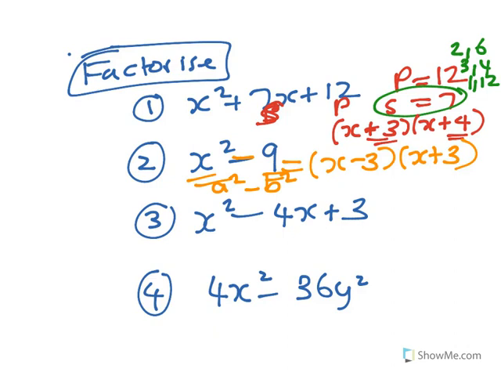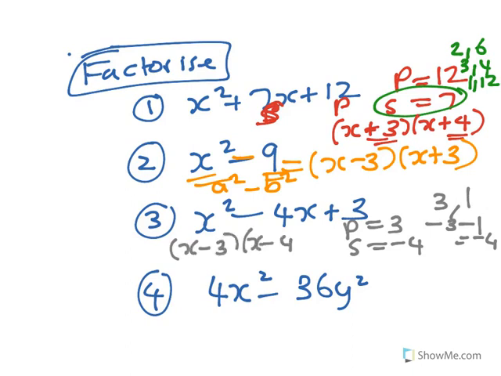All right, looking at the next one, product equals 3, sum is minus 4. So two things that multiply to give 3 would be 3 and 1. So it'd have to be minus 3 minus 1 to give minus 4. So it's x minus 3, x minus 1 that will be your factors.